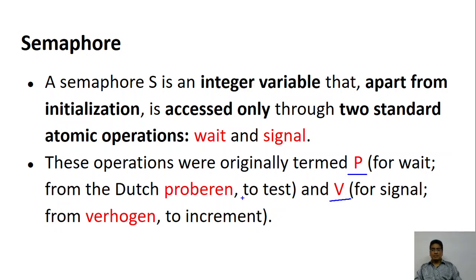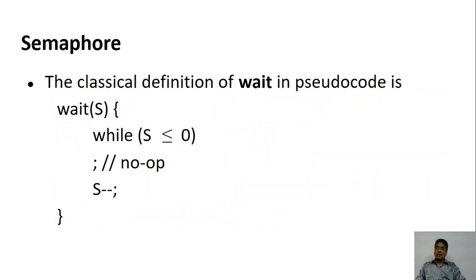That is why the P and V words have come. If you want to know why P and V and not W and S, W and S is in English, but this was done in Dutch, so they have used their words P and V. Okay, so let's look at these operations. What is P and what is V?